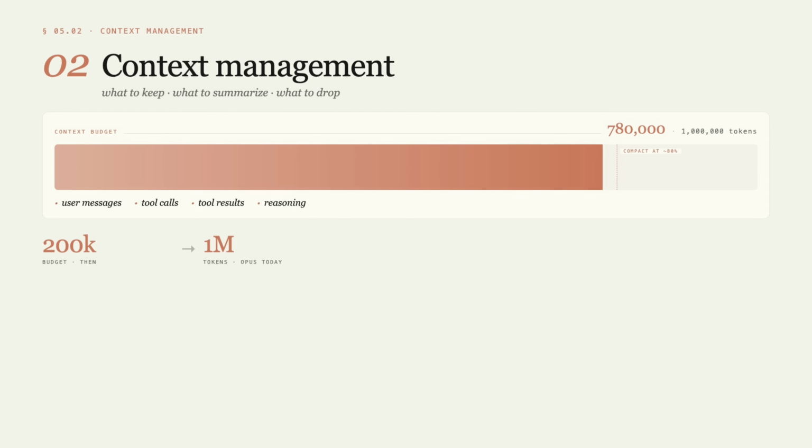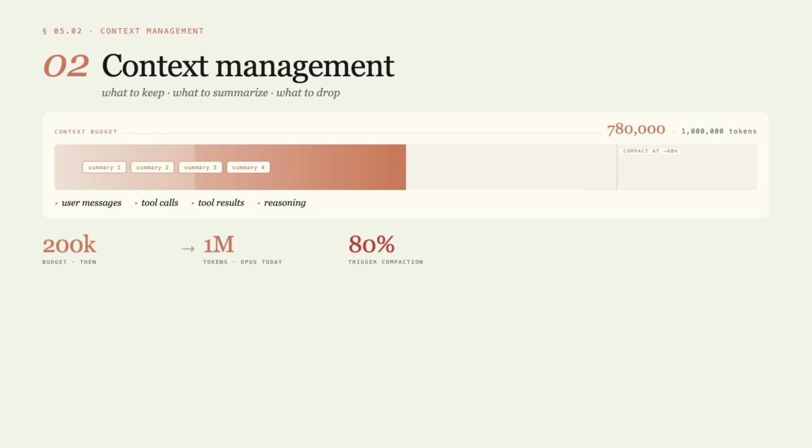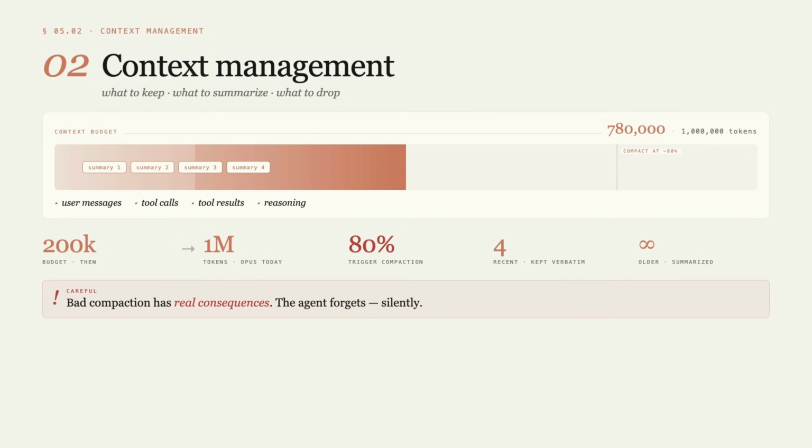But let's say when you are reaching almost half of it, or maybe 80 to 90%, it triggers a compaction. Some of the most recent messages are going to stay in full. Everything older gets summarized. Now, this compaction is very important, and it can have some real bad consequences if not done properly. So you need to be very careful about context management.